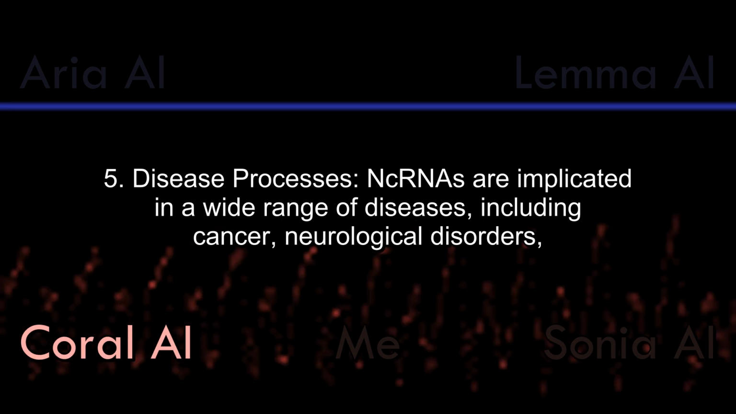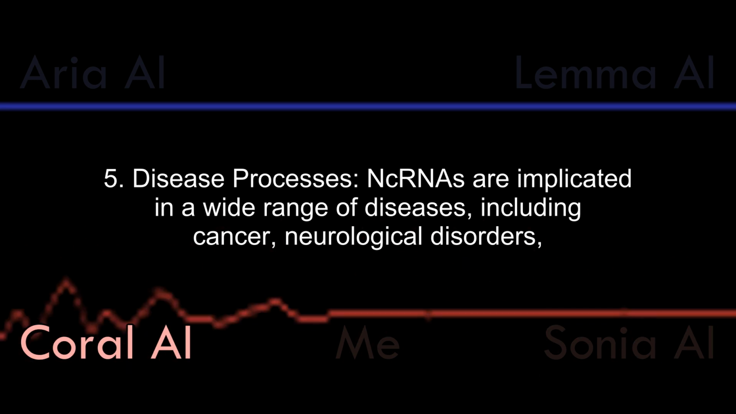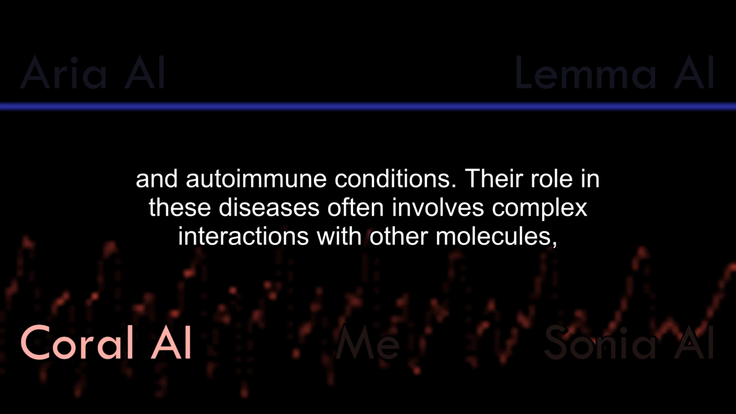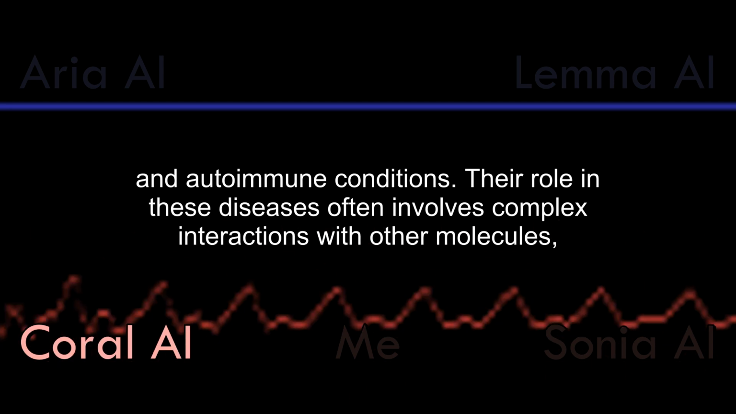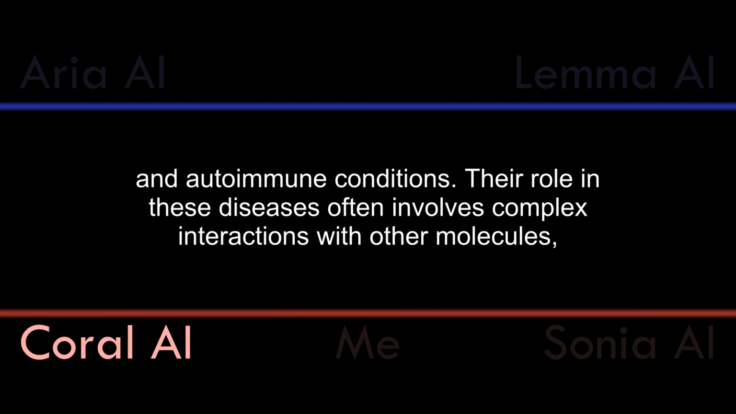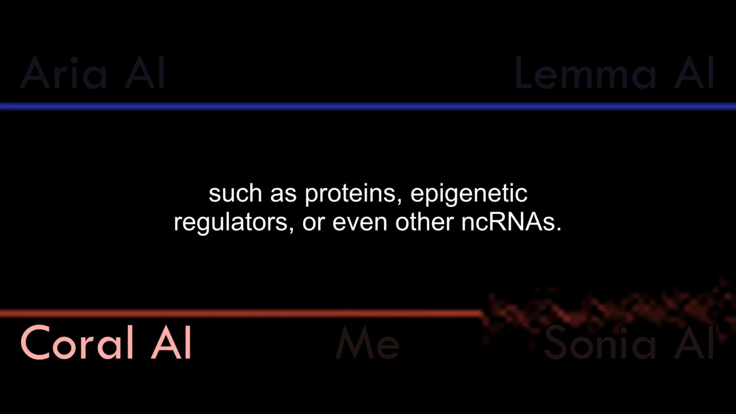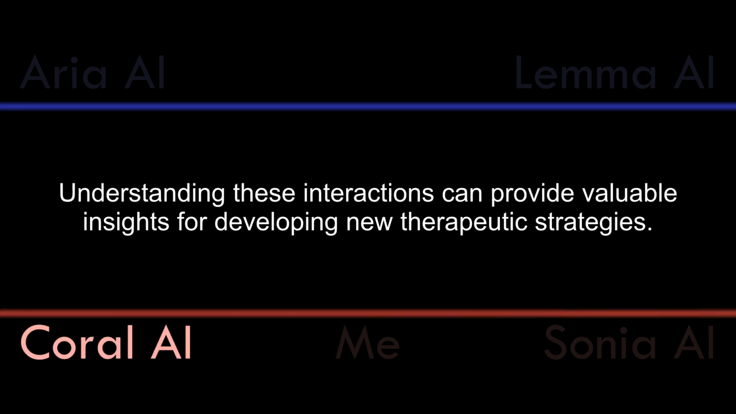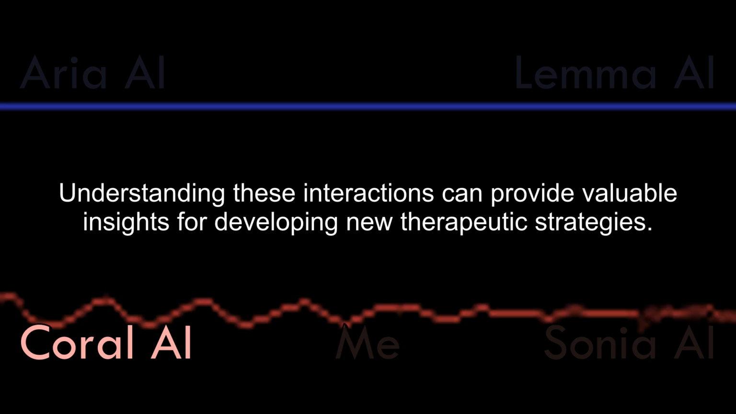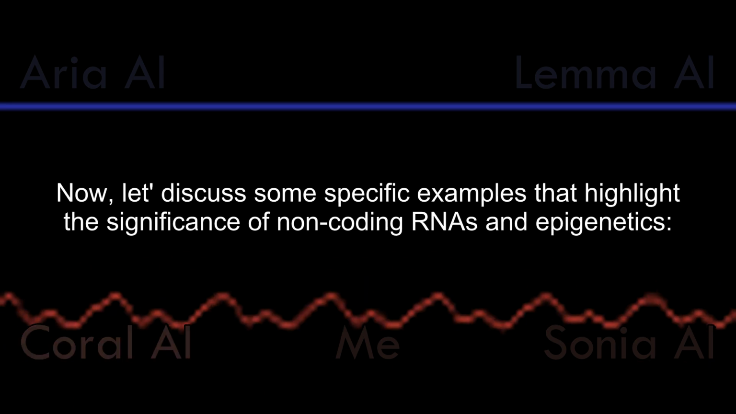5. Disease processes. ncRNAs are implicated in a wide range of diseases, including cancer, neurological disorders, and autoimmune conditions. Their role in these diseases often involves complex interactions with other molecules, such as proteins, epigenetic regulators, or even other ncRNAs. Understanding these interactions can provide valuable insights for developing new therapeutic strategies.